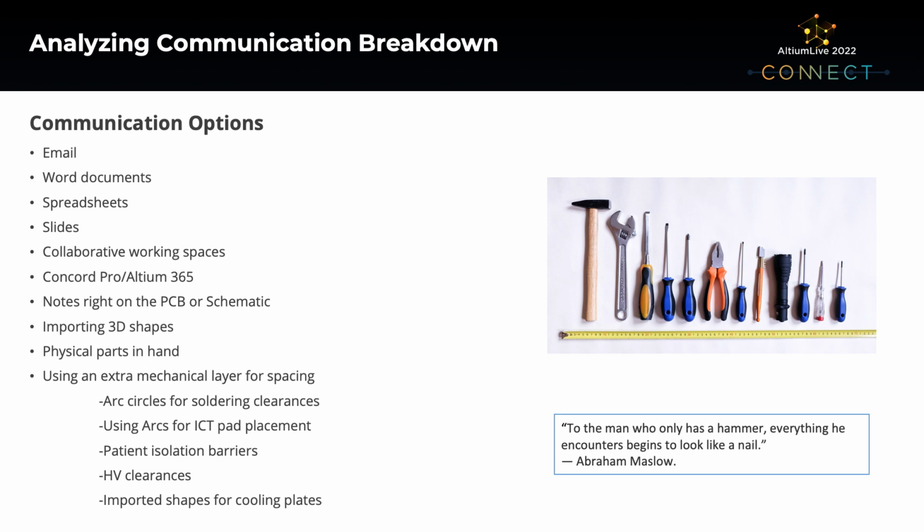And then Concord Pro or Altium 365, very handy to let your coworkers know what you're working on and keep track of things. And then there's notes that you can put right on the PCB or the schematic, and you can put notes into the message. Altium has a message window where you can put things in there for people as well. Also you can import things like 3D shapes. Sometimes it's just physically easier to see the constraints around something by importing a 3D shape, and then you don't have to ask questions. You just know how big the case is, whether things are going to fit or not. Not so much on the questions, but just having the right data at hand.